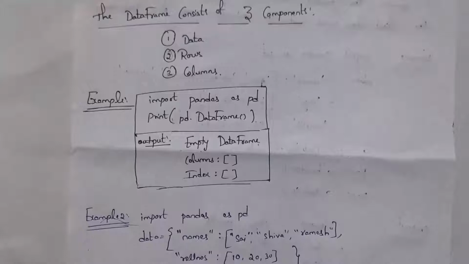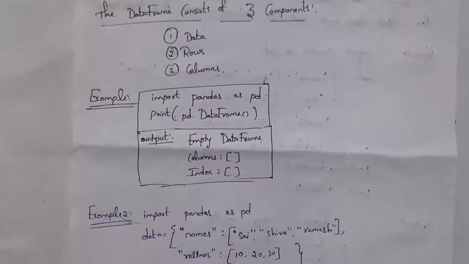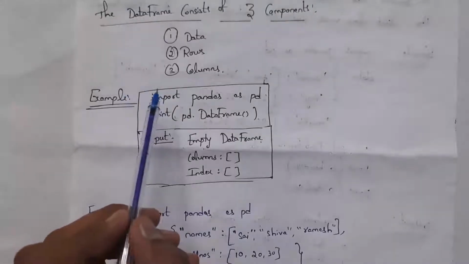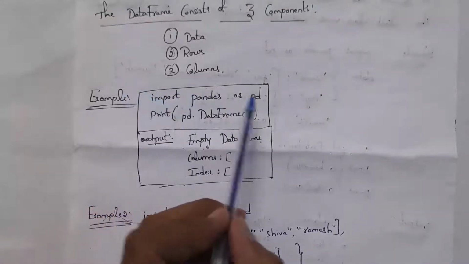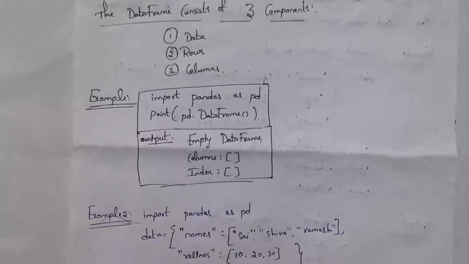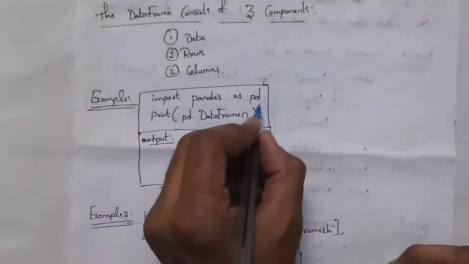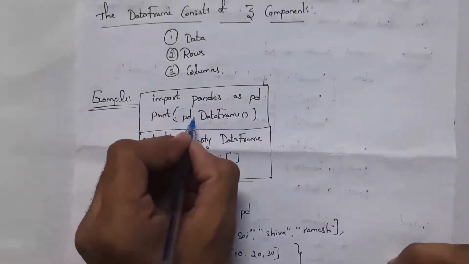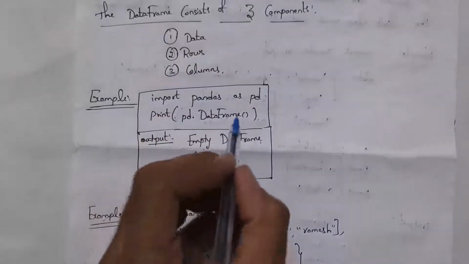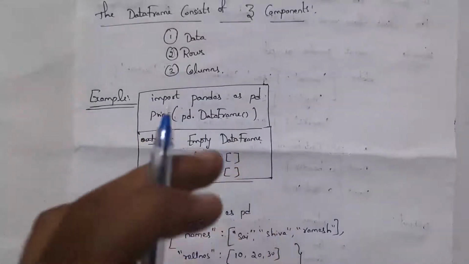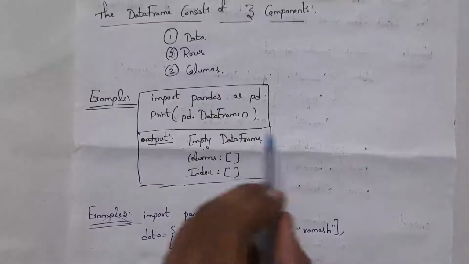This is a simple program using DataFrame in order to print an empty data frame. So at first you need to import pandas. Write import pandas as pd, where pd is the short name for pandas. And next write print, my library name, that is pd.DataFrame. As we did not give any data to this data frame, it will represent an empty data frame. So this is my output.